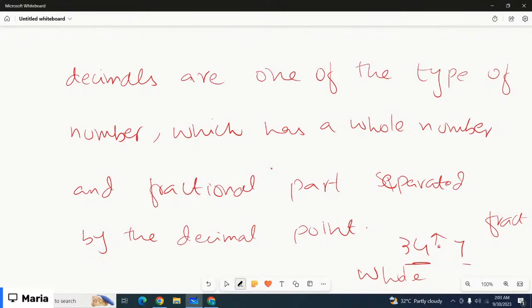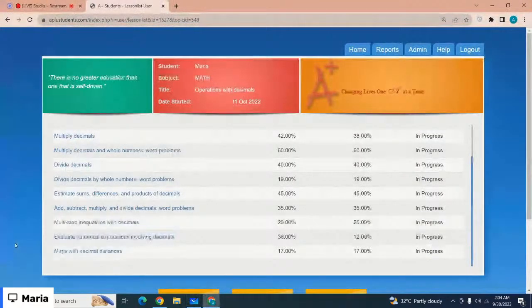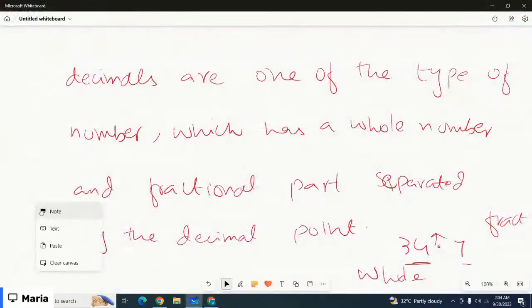Okay, so let's just start with the first lesson. I forgot the lesson name. The lesson name is multi-step inequalities with decimals, right? So let's just start with the lesson, multi-step inequalities. So basically, I think we have done one step. Okay, so what is multi-step inequalities?